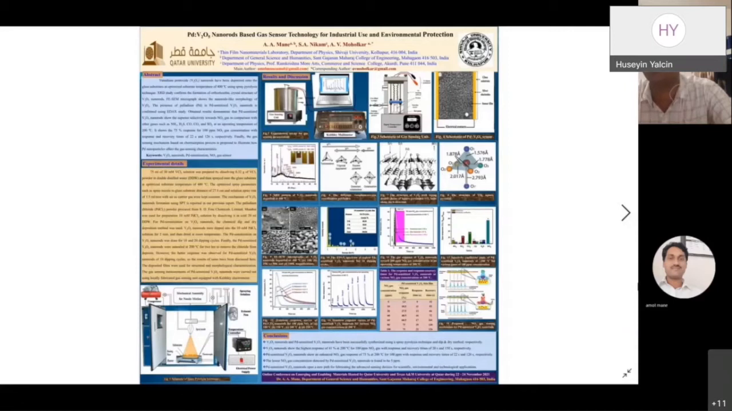The selectivity coefficient study shows that Pd-sensitized V2O5 nanorods are more sensitive and selective towards NO2 gas. This is due to the higher electron affinity of nitrogen dioxide gas, that is around 2.28 electron volts, in comparison with pre-adsorbed oxygen having an electron affinity of around 0.43 electron volts.